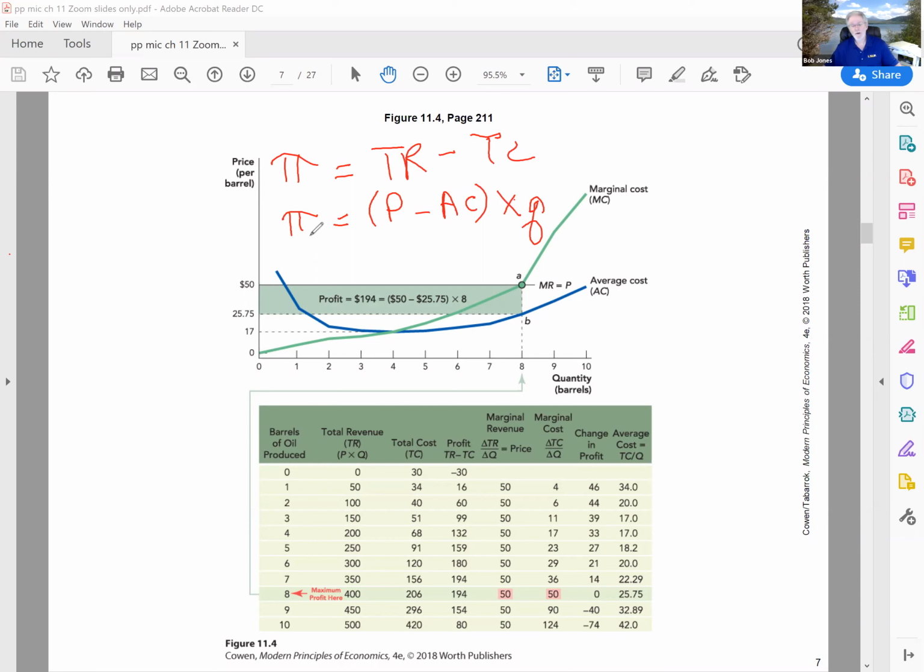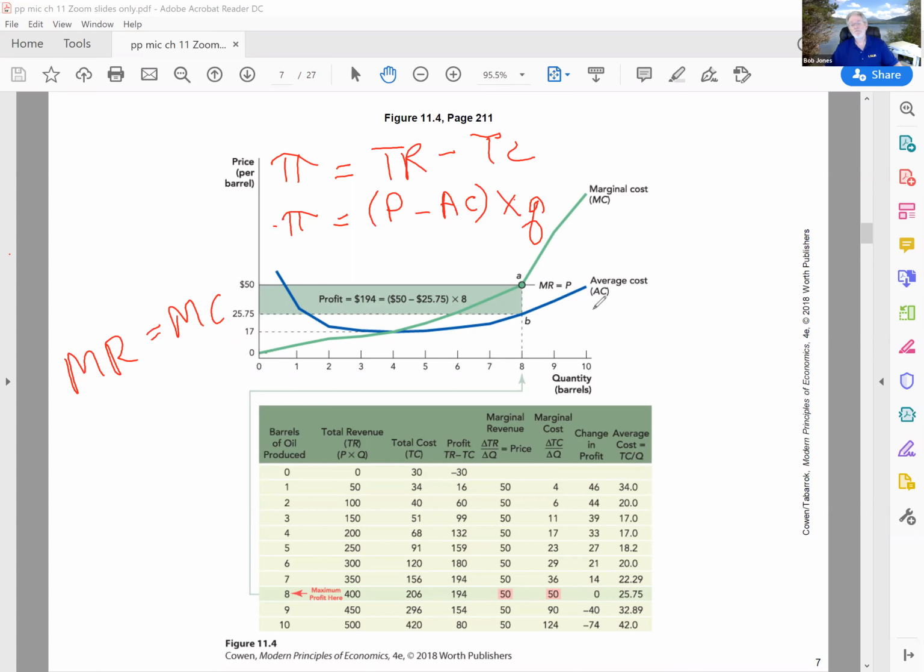Really important to remember, you never use this equation to figure out the quantity that will give maximum profit. If you want to determine where profit is maximized, you have to look for where MR equals MC. If you want to calculate the profit that's being earned, then you have to use one of these two equations. And often this is the equation that is more helpful.